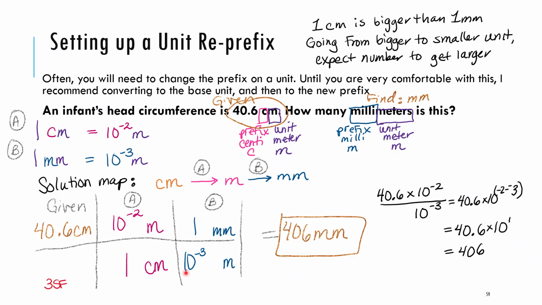The original value has 3 significant figures, and so the final answer is reported as 406 millimeters. The numbers in the conversion factors are exact numbers with unlimited significant figures.